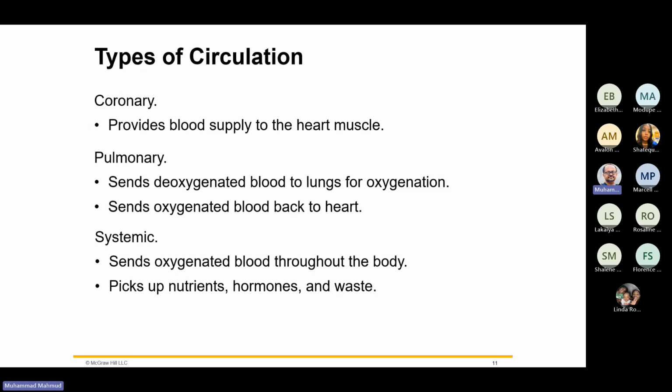There are three types of circulation we find here. The coronary circulation provides blood supply to the heart muscle. Pulmonary circulation sends deoxygenated blood to the lungs for oxygenation, and sends this oxygenated blood back to the heart. Systemic circulation sends oxygenated blood throughout the body and picks up nutrients and hormones.